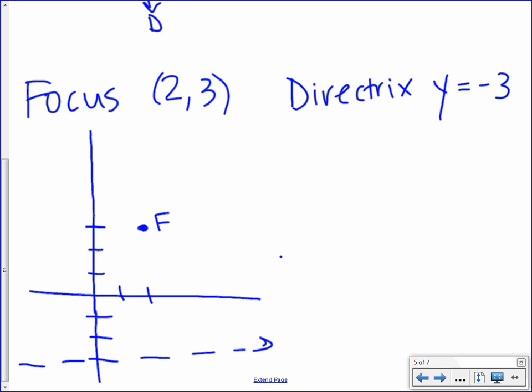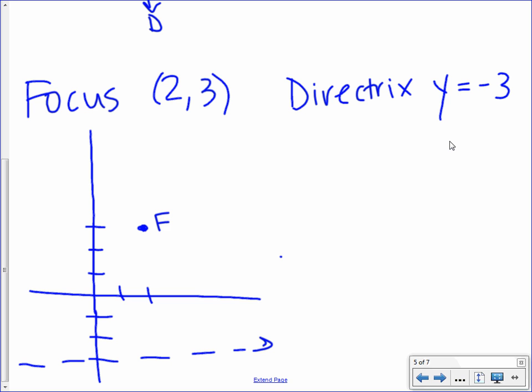So we have a focus and directrix. We need two things to write our equation. We kind of need three. We need to know which equation to use, we need to know the vertex, and we need to know the p-value. So first of all, what direction is this parabola going to open?